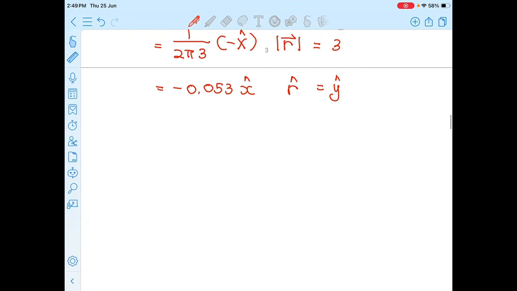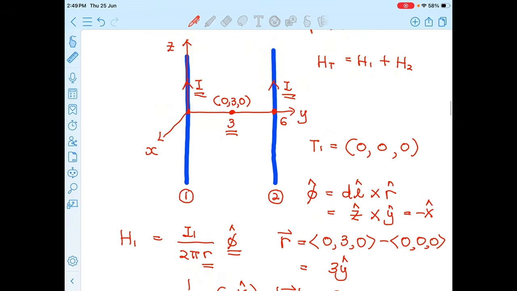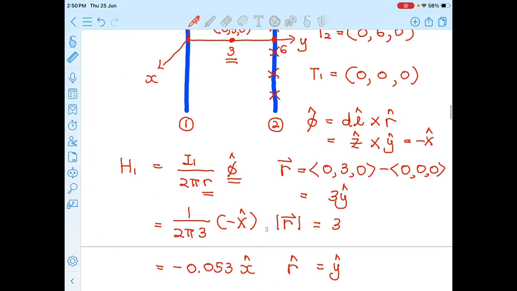For the H2, we are using a similar method. H2 refers to I2 over 2 pi r, and phi. Now we are going to figure out what is the T2. T2 will be located along this wire number 2. For wire number 2, we are very sure that x is 0 and y is equal to 6. We follow the value of z of our point P, which is 0. So we have 0, 6, 0.